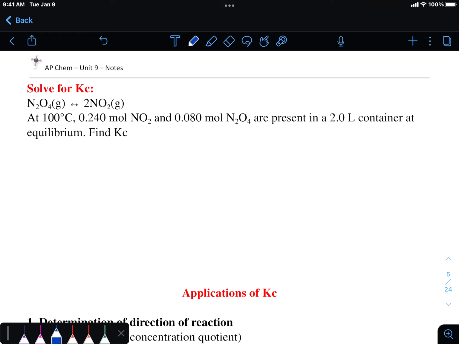Okay. So here we have a problem. They want to find Kc. In order to find Kc, you need equilibrium concentrations. In order to find equilibrium concentrations, you need an ice table.